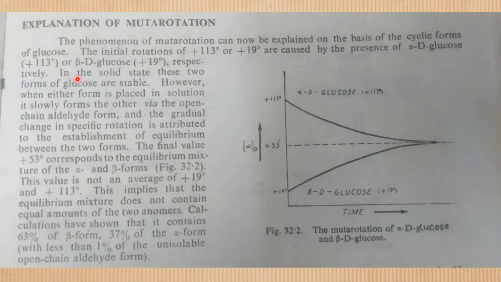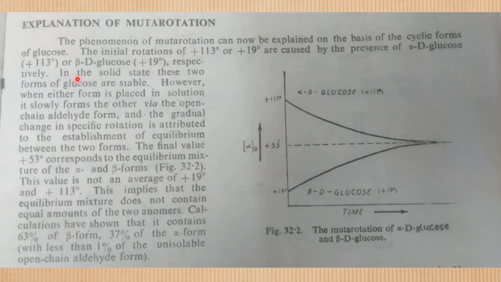The final value is plus 52.5 degree. This is the equilibrium state of the solution, which exhibits the specific rotation of 52.5 degree. The final value of 52.5 degree corresponds to the equilibrium mixture of the alpha and beta forms. Actually, this value is not an average of plus 18.7 degree and 112 degree. Okay, this value is not an average.